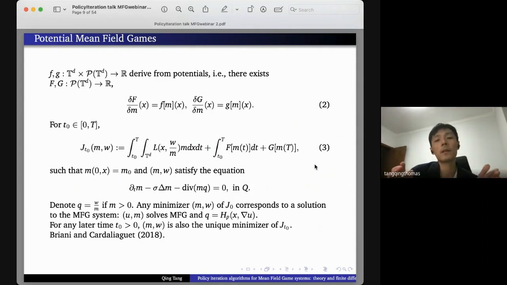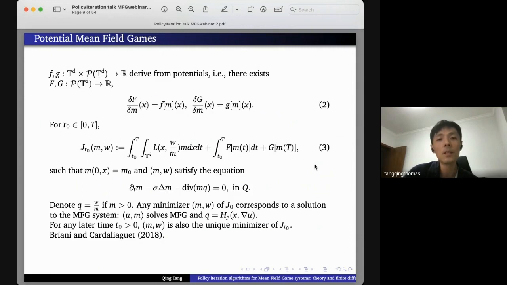So the important thing is if I have a solution to the mean field game system, then for any later time T0 greater than 0, (m, w) is also the unique minimizer of J_T0. Not only starting from 0, but starting from any T0 between 0 and capital T. The proof is actually very non-trivial, so it was an important result.